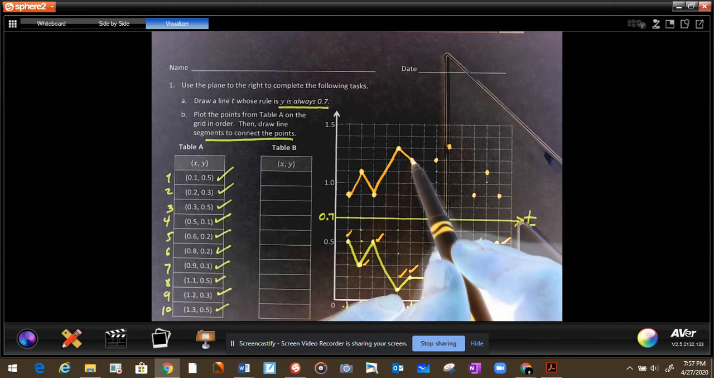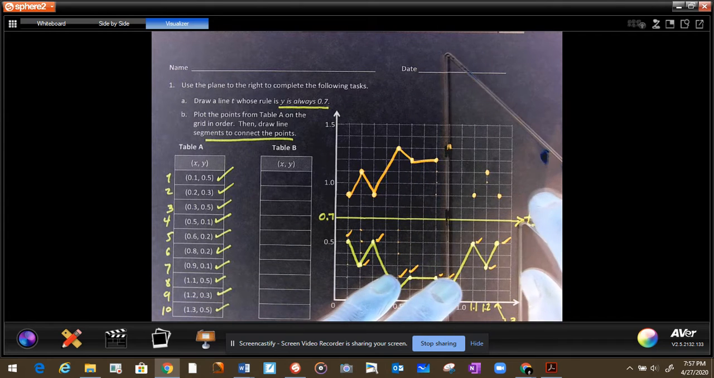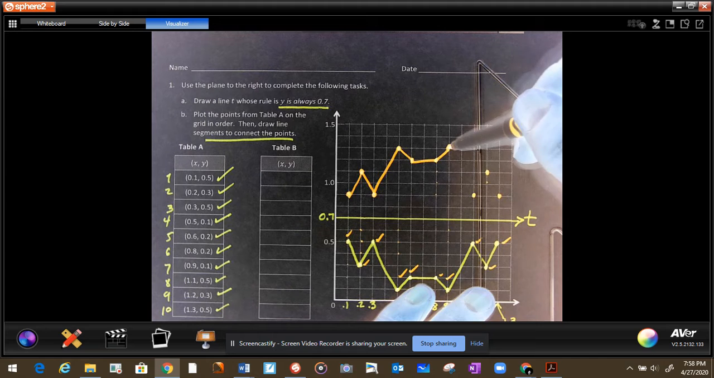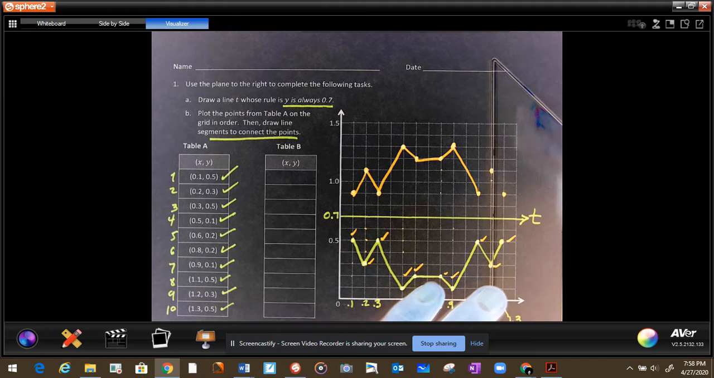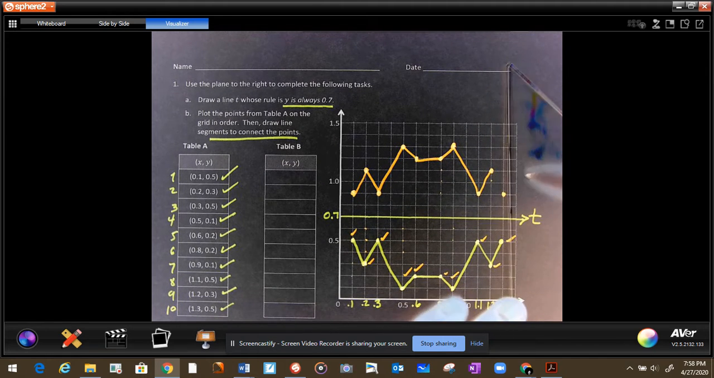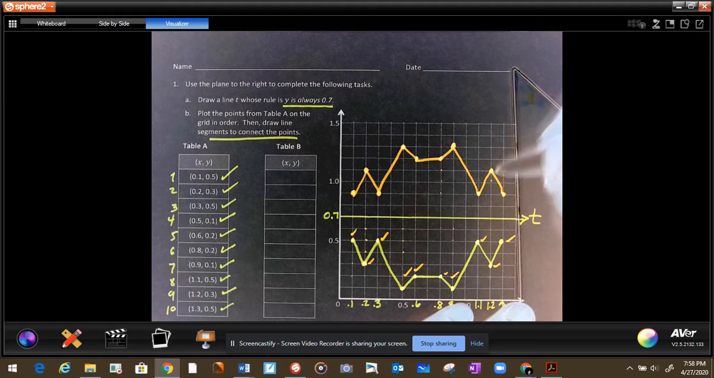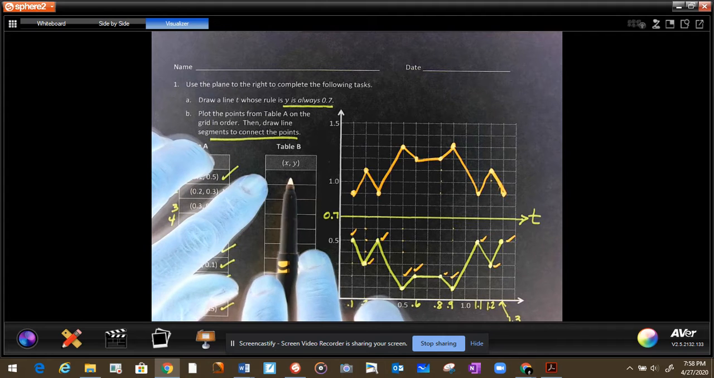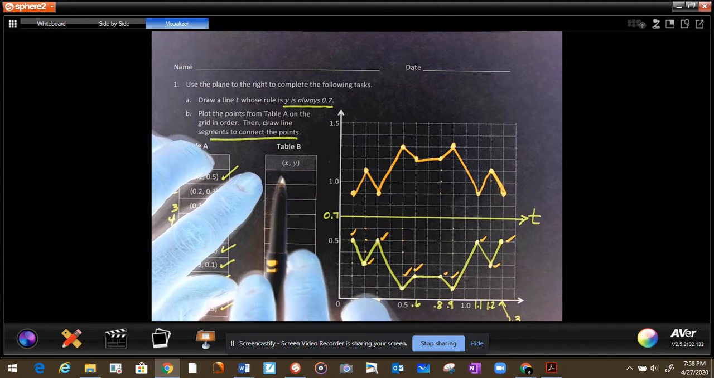The next line is this one right here. The next line is this. The next line is this one right here. The next line is this one. And the last one is right here. So as you can see, these images are mirror of each other, so they are symmetrical. So now we're going to write the points for this image in here.